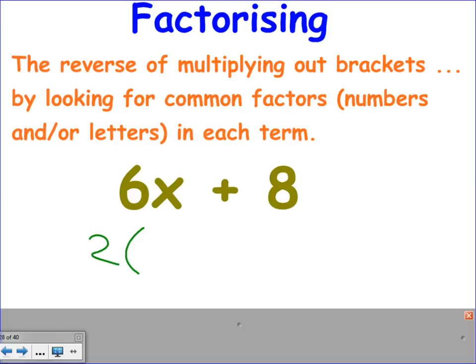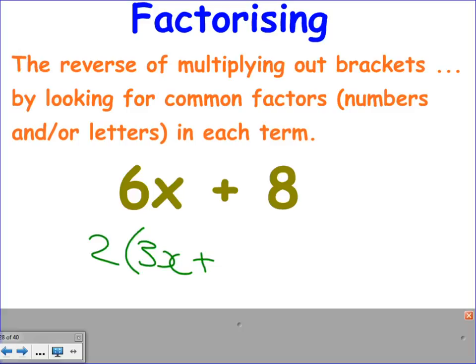So I can actually do the opposite of what I was doing, which was expanding brackets. Factorising in algebra is putting things into brackets. The way to do that is to find something that is common to each of your terms. So in this case, the number 2 is common to 6x and it's common to 8. Then what you've got to ask yourself is, what do I multiply by 2 to get 6x? 3x. Can everyone see that? Because 2 times 3 is 6, and I need an x in there as well. Put in your plus sign, and then ask yourself, what do I multiply by 2 to get 8?